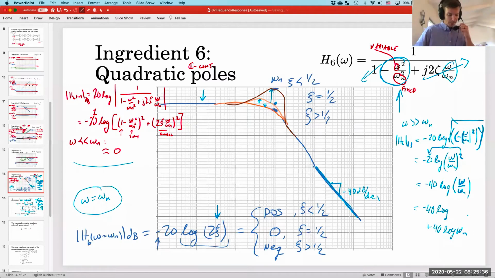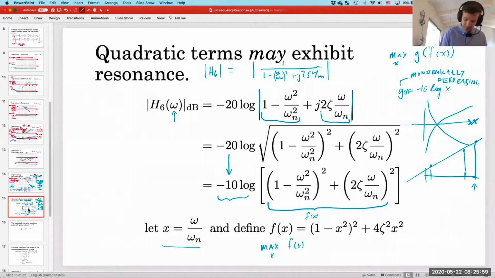Great. Yeah, another way to remember this is that every pole gives you 20 dBs of drop. And a quadratic pole, a complex pair of poles, it's 2 poles. So you should get 40 dB drop. And the same for zeros. Every 0 gets you 20 dB of rise. Okay, good. I'm glad I cleared that up.